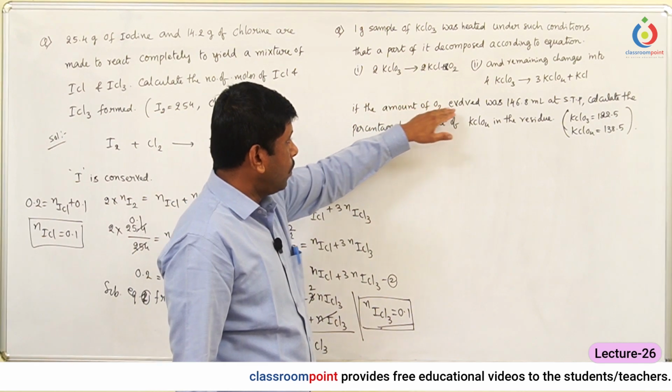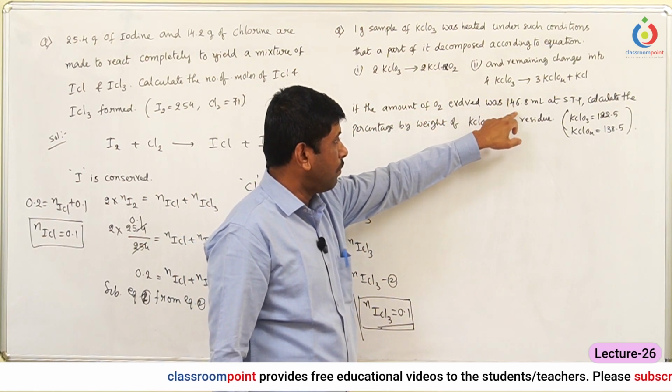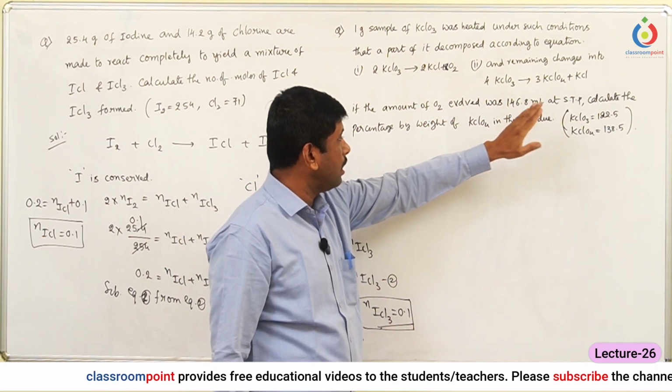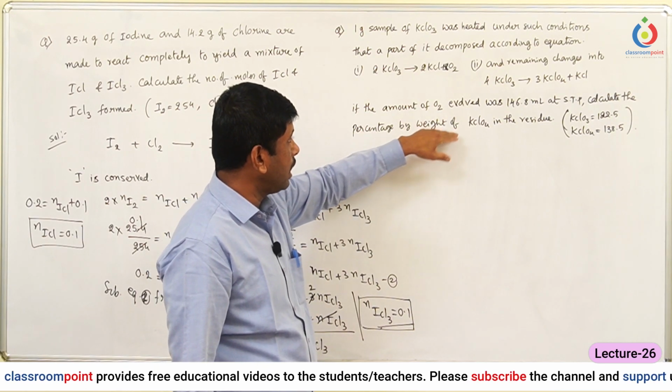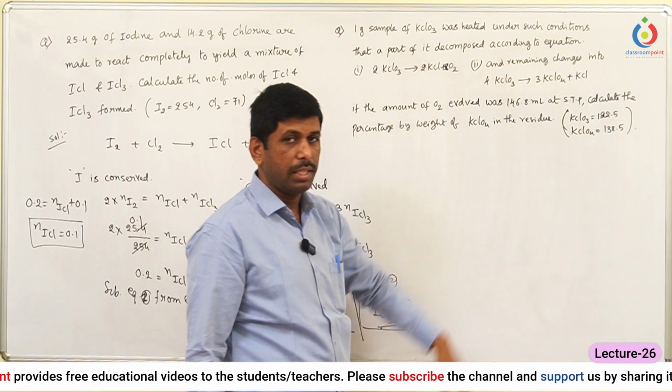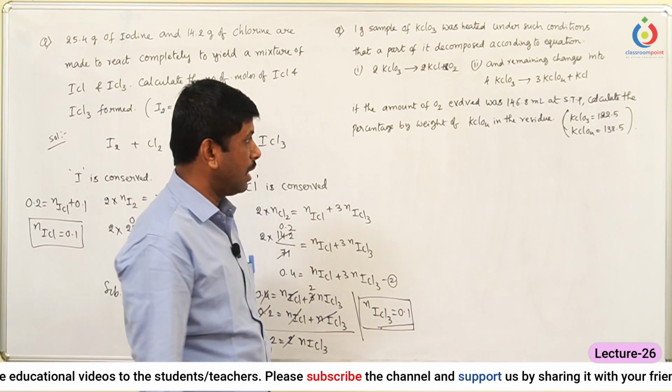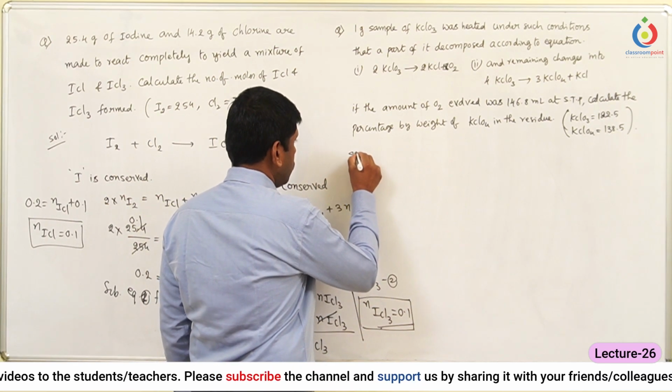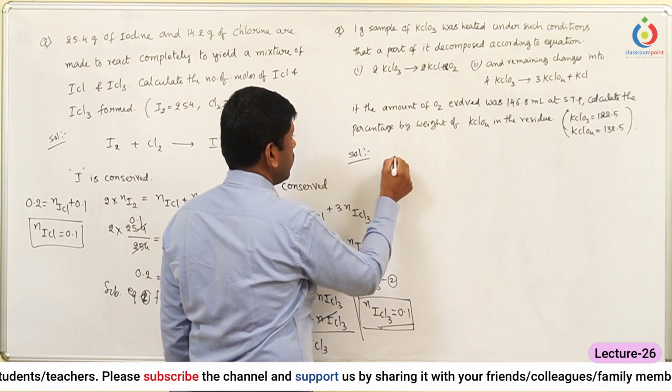If the amount of O2 evolved was 146.8 ml at STP, calculate the percentage by weight of KClO4 in the residue. Only the residue they are asking, not in the products. So let us see here, the first equation.